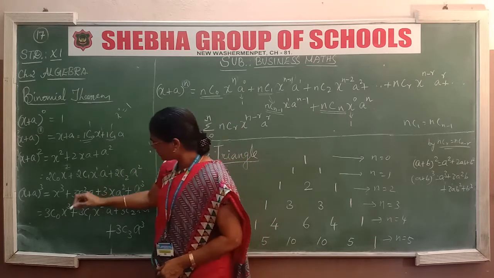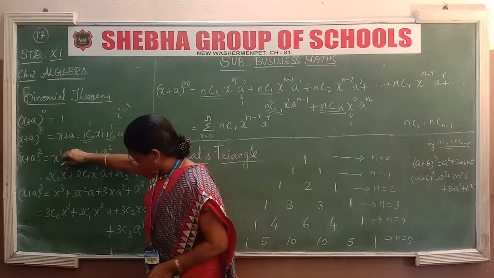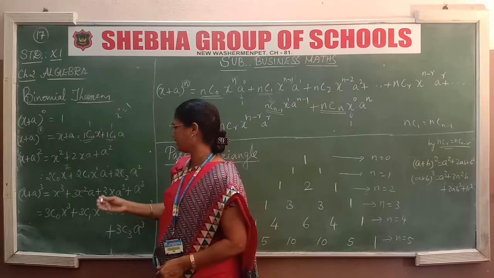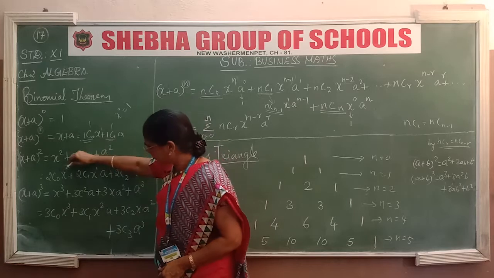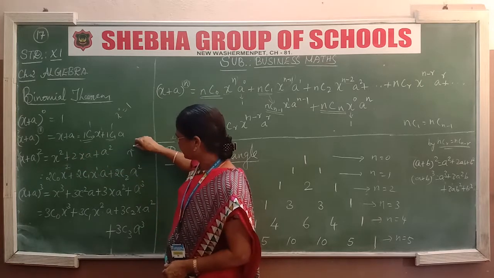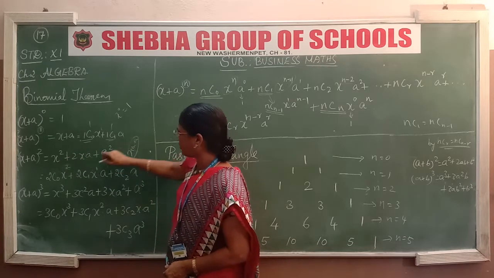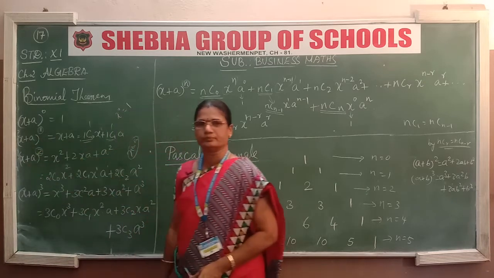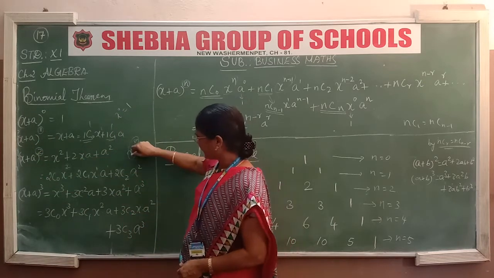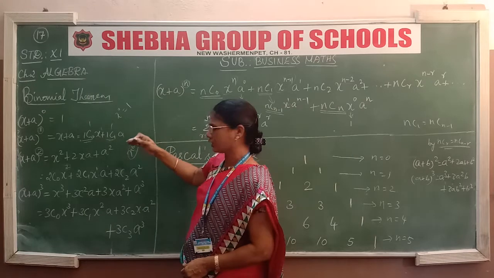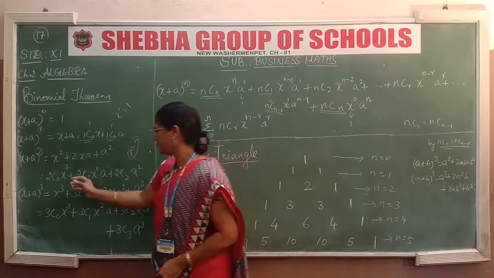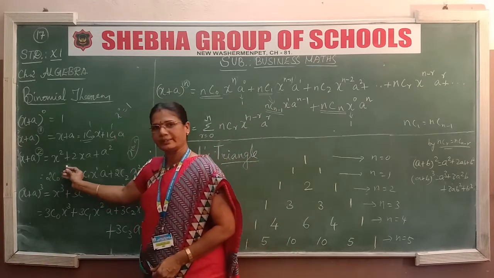And also listen, powers, we say indices, isn't it? Indices means powers. The indices of x and a in each term will add up to the power. If the power is 2, then the indices of x and a in every term will total 2. For example, listen, this is x power 2, indices is 2.